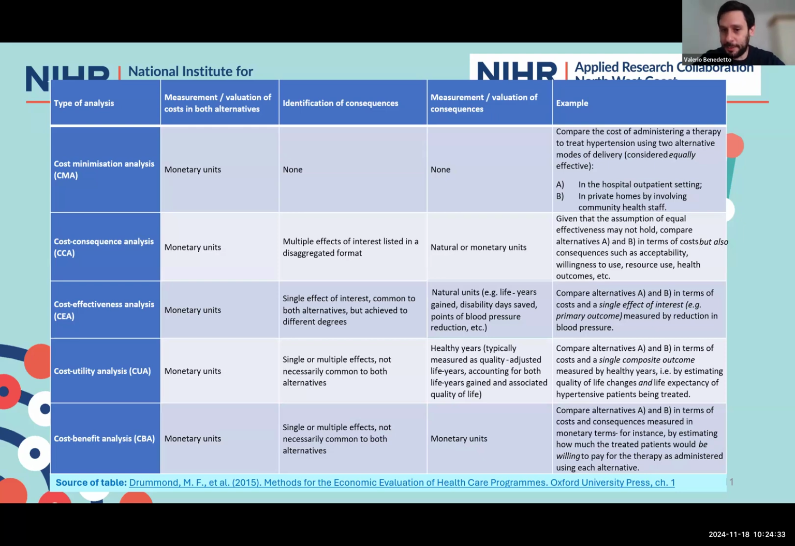For example, we can see that in the last column, we're trying to measure cost consequences in monetary terms by estimating, for example, how much the treated patients will be willing to pay for the therapy. So whether they assign a specific monetary value to therapy A or to therapy B and so on. Now, trying to monetize outcomes is not always feasible, especially when you try to monetize something which is intangible, which doesn't have, for example, market value. So cost-benefit analyses are used, but they are not as common as cost-effectiveness and cost-utility analyses.